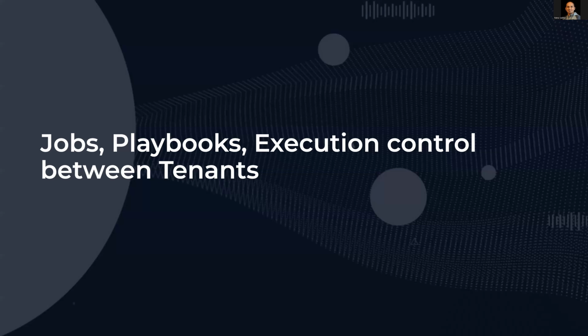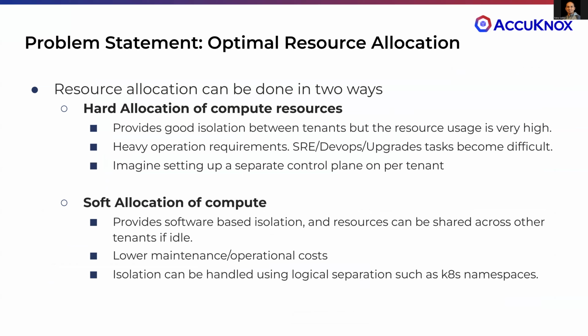Layer 2 deals with jobs or playbook executions. This is essential where application execution comes into play. It is important to manage resource isolation when there are multiple demanding tenants on the shared infrastructure, and the allocation of resources has to be fair and optimal. With respect to resource allocation, there are two strategies. Hard allocation of compute resources, where different tenants are explicitly allocated compute resources. This provides great isolation and guaranteed execution times, but the resource utilization is suboptimal.